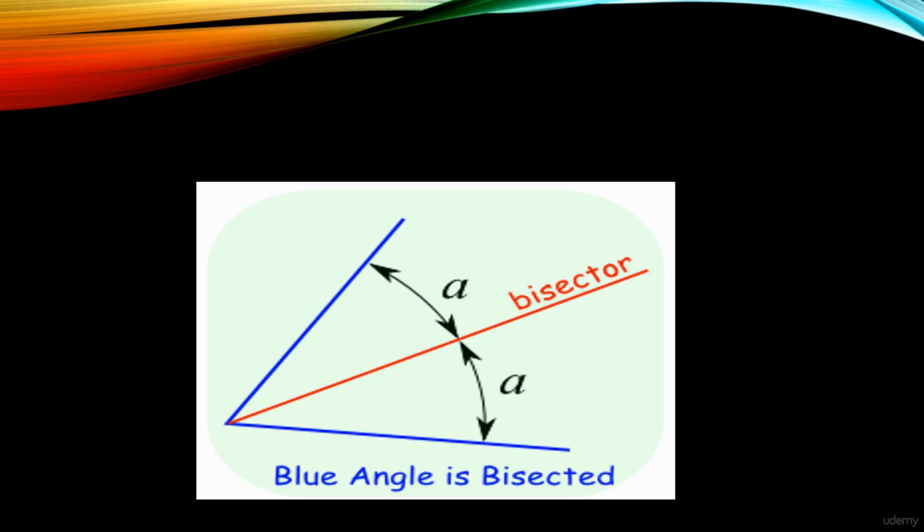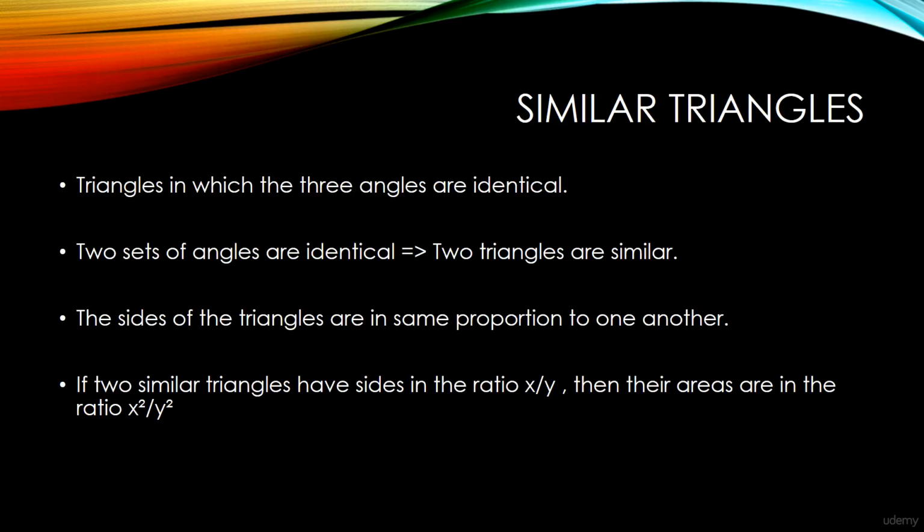Similar triangles. The two triangles are similar and all of the sides of the larger triangle are twice the sides of the corresponding legs on the smaller triangle. If two similar triangles have sides in the ratio x/y, then their areas are in the ratio x²/y².